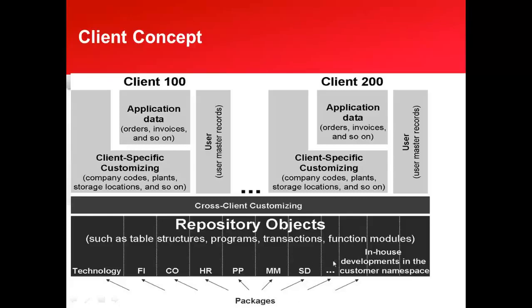So this is the cross-client data, that is, across the clients this data remains the same. At the top, what you are seeing is a particular client, which has its own users, its own user master records, its own authorization concept, and its own application data, for example orders, invoices and so on. It has its own client-specific customizing as well, for example company codes, plants, storage locations and so on. The same goes for client 200, which has its own set of this data.